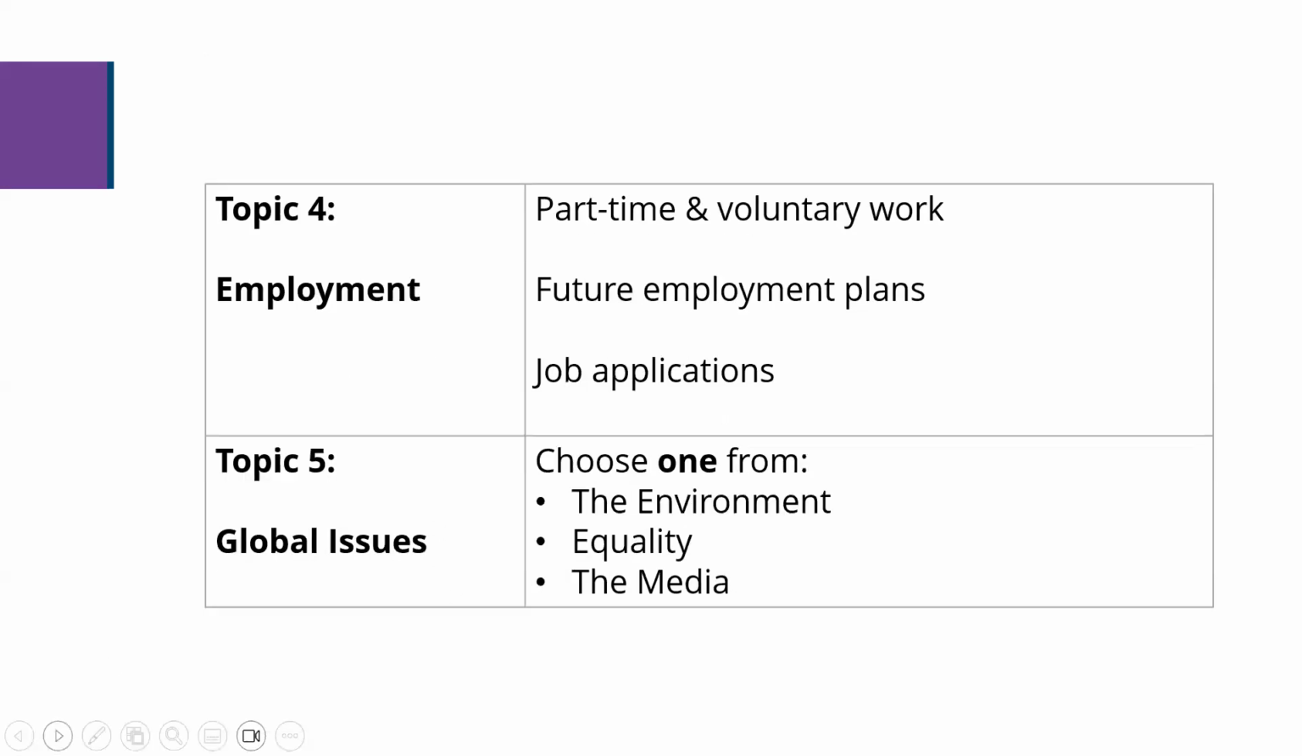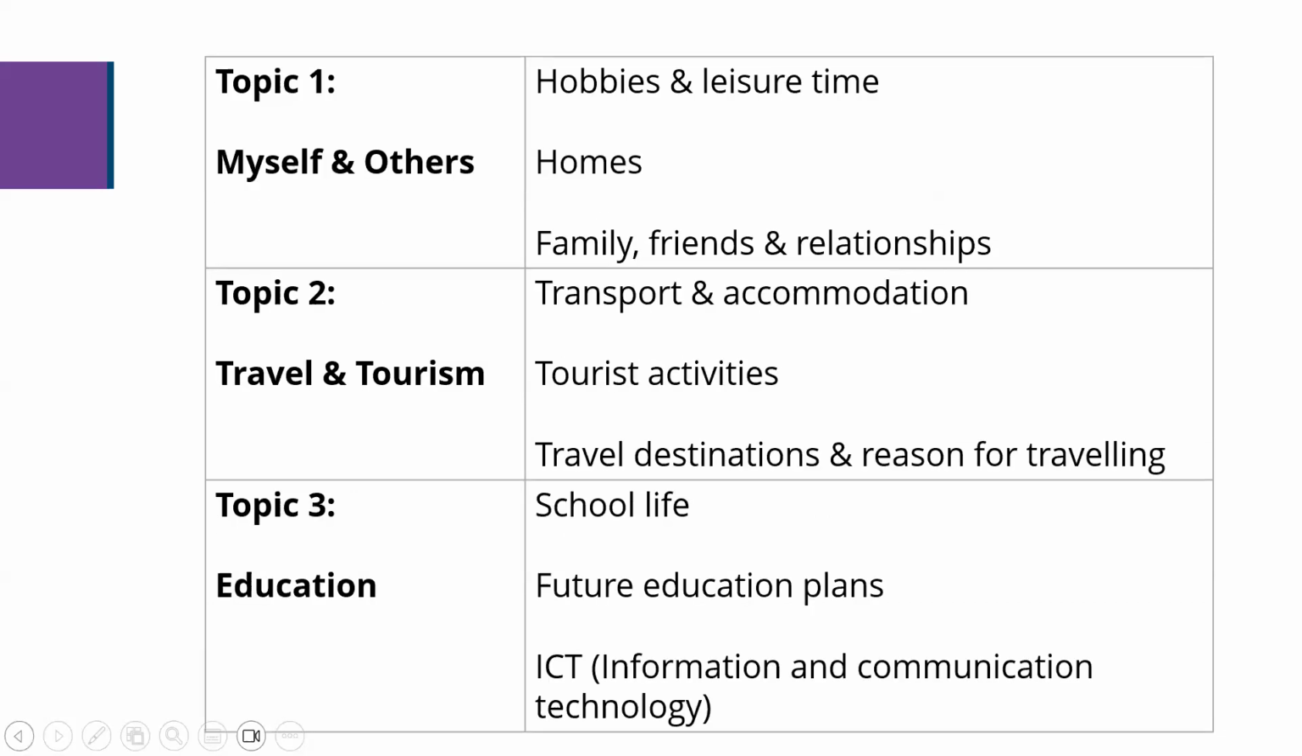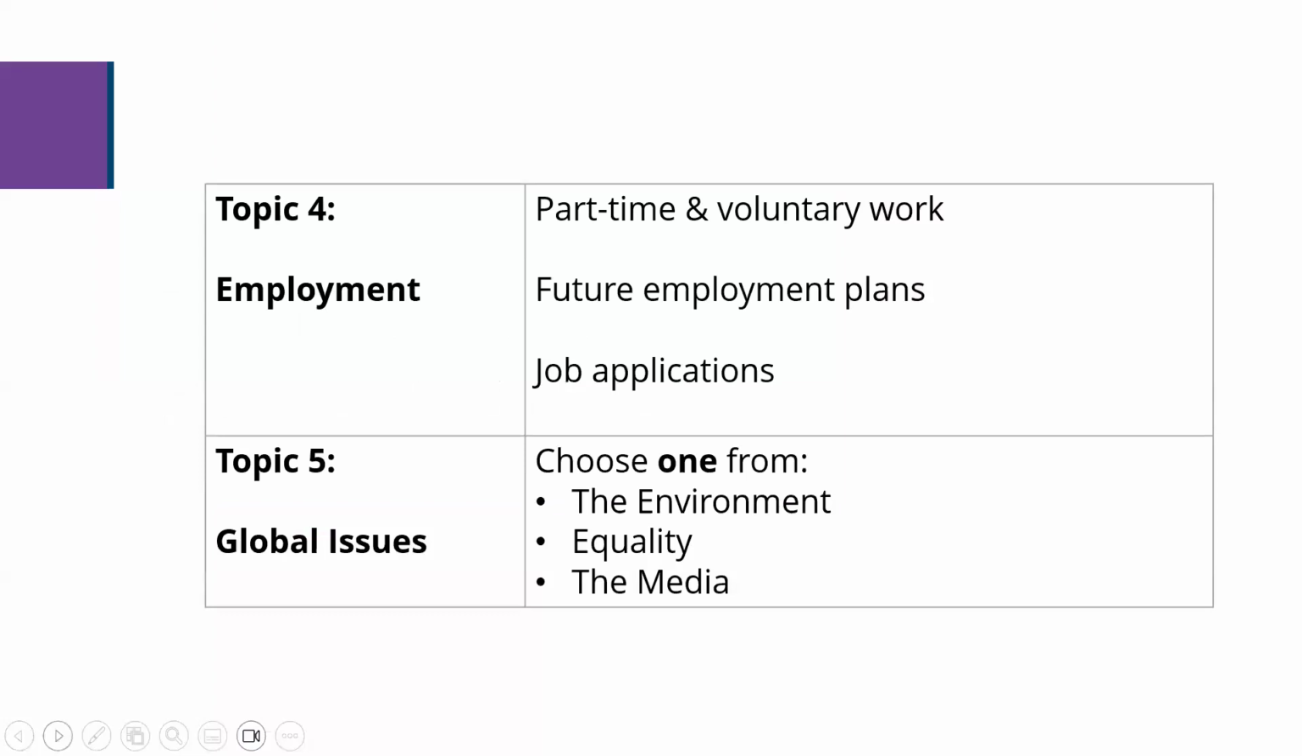And then we move on, and we've got 2 more topics. We've got topic 4 and topic 5. We've got employment and global issues. So employment is part-time and voluntary work, future employment plans and job applications. And topic 5 is an optional one. We'll talk more about that when we talk about the writing, but students will need to choose one topic from environment, equality, or the media to be prepared to write and also speak about when we get to look at those. Okay, so when we look at topics 1 to 3, everything there is compulsory. And when we look at topic 5, there is a choice. And we'll talk more about that a little bit later.